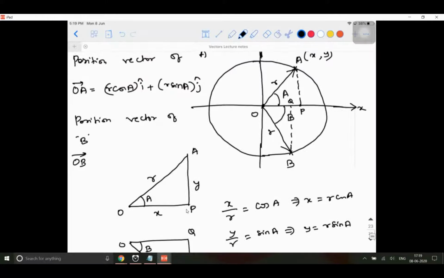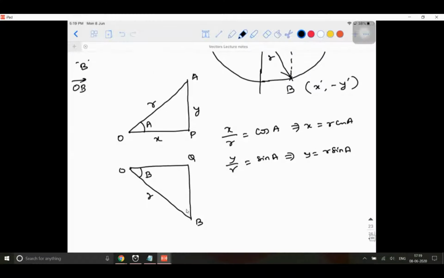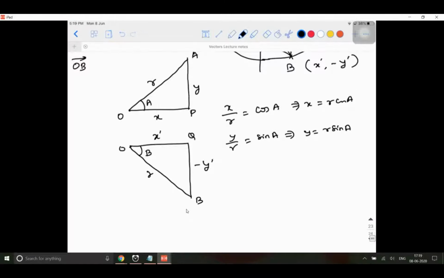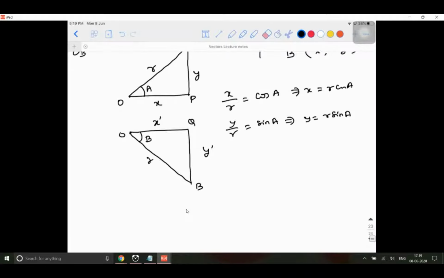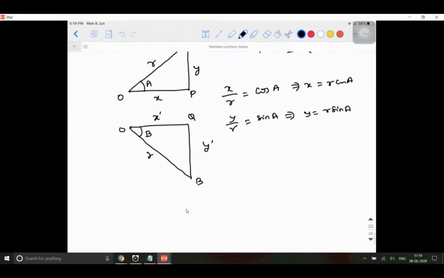Which quadrant is this in? Fourth quadrant. In the fourth quadrant, what is positive, what is negative? X is positive, Y is negative. So the point is x dash, minus y dash. Can I write x dash comma minus y dash? Right. So this distance will be x dash, this distance will be y dash with a minus sign. See, the minus sign only indicates the fourth quadrant, it is not the distance. So I will write it as y dash. The distance is still y dash.